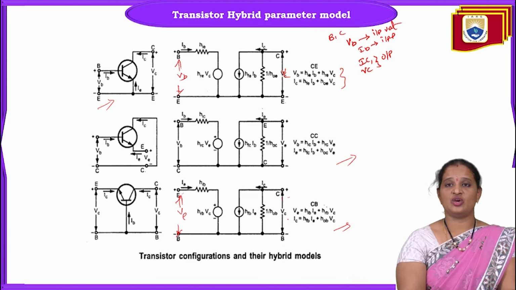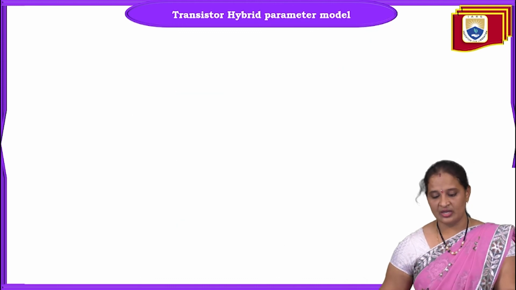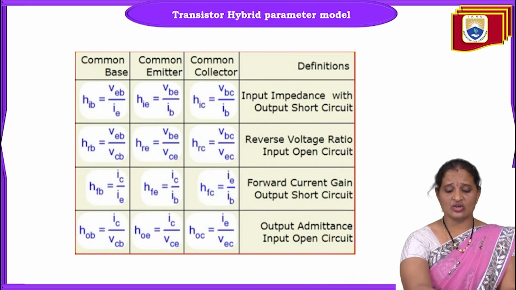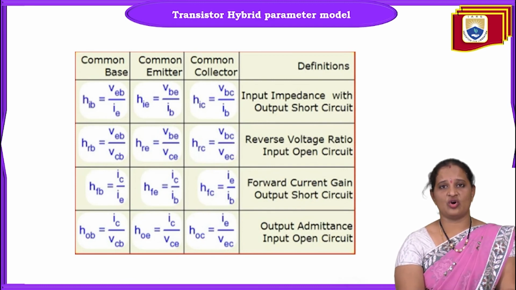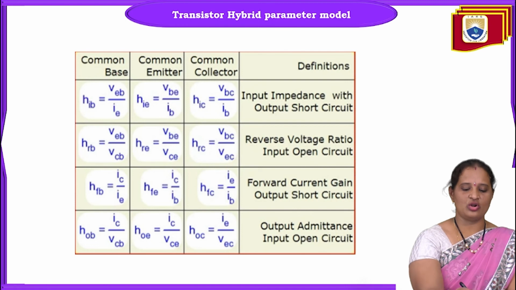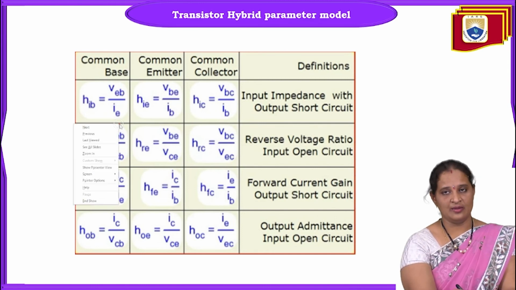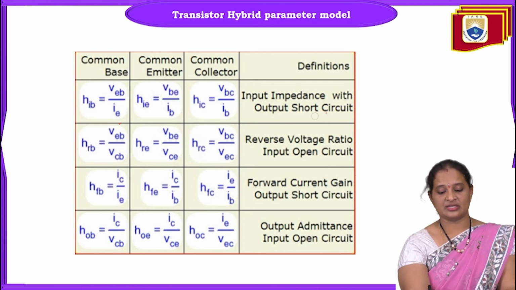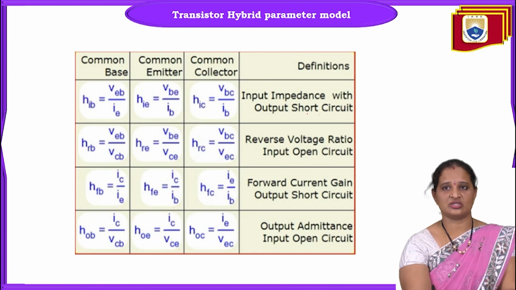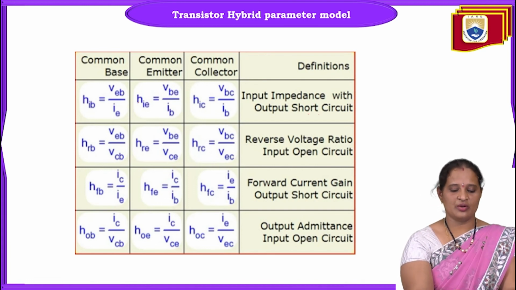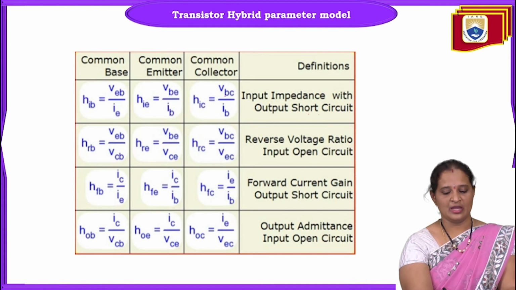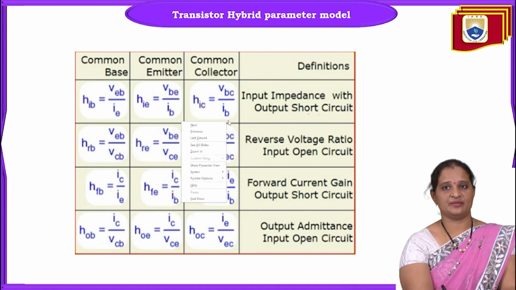So these are the equivalent circuits of the transistor in 3 configurations. And these are the various parameters of the 3 configurations here. As we all know, in common base configuration, input voltage is VEB and input current is IE. So input impedance HIB can be represented as VEB by IE. And all these parameters are calculated, the input impedance is calculated by short circuiting the output port. So HIE is equal to VBE by IB and HIC is equal to VBC by IB.